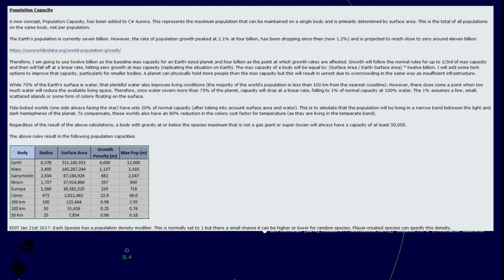So while 7 billion is the baseline, well, 12 billion is the baseline, I fully expect that a lot, if not most, of the planets that you ever find are not going to have anywhere near the capacity of Earth. Although there's probably going to be a lot that have more. But this will definitely change how many people you can actually expect to have on planets.